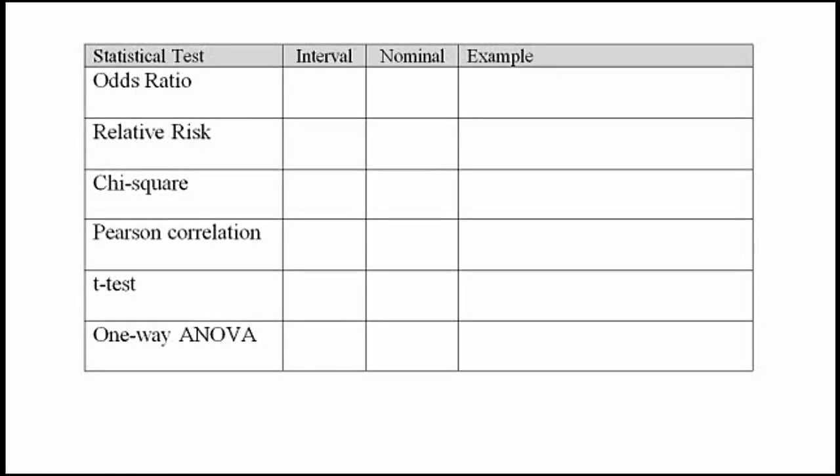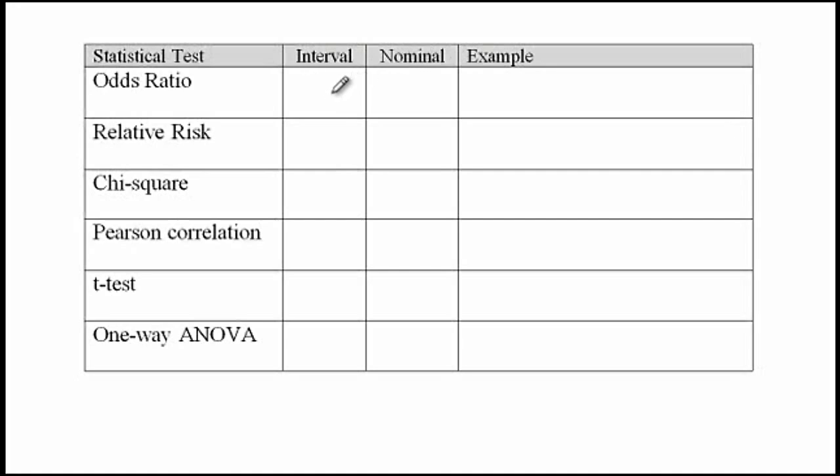So this video talks about the application of different statistical tests. But before I go through this table, I would like to just clarify the difference between data that are interval versus nominal. So interval defines those types of data that you can quantify the amount, like for instance, blood pressure. You can say it's 100 millimeter mercury versus 120 or 180 or whatever. So you can give an interval to it.